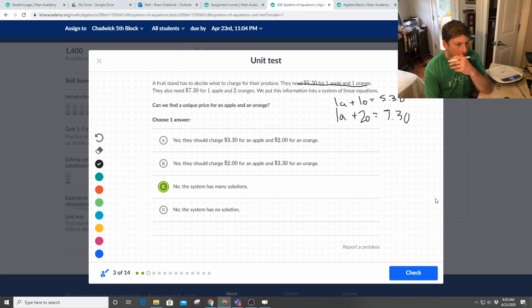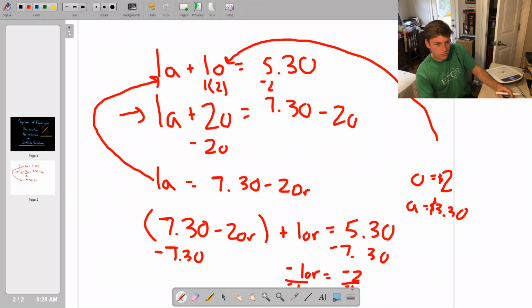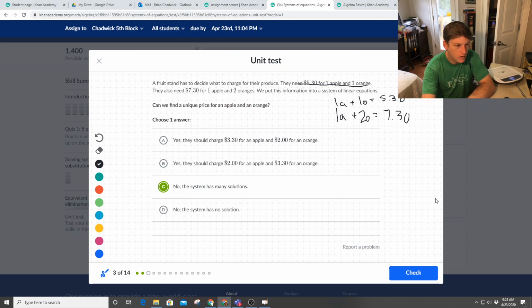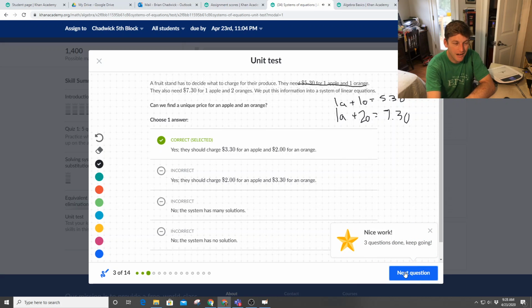All right, so they should charge $2 for an apple and $3.30 for an orange. Nope, I got it backwards. They should charge $3.30 for an apple and $2 for an orange. Let's check it. There we go. Really good job. A lot of your questions can be like this.